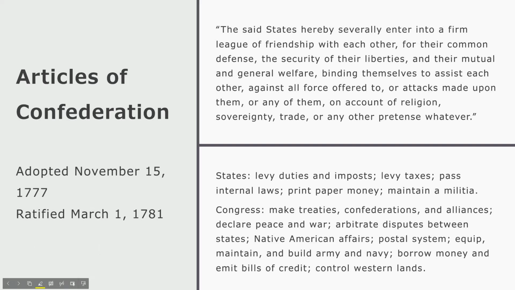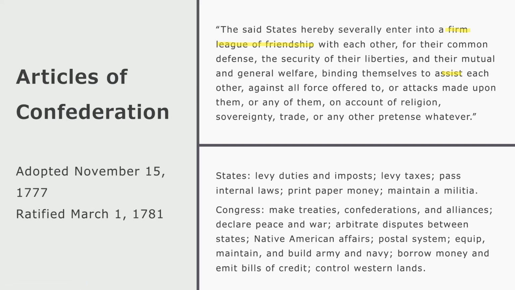So some of the key phrases here. First of all, firm league of friendship. So not necessarily a nation state in the sense that we know it today. Much of the reasons for creating this league of friendship are similar to that of creating the Constitution of the United States of America. But there are other phrases we can look at also. Assisting each other. Not necessarily coming together in one unified body.